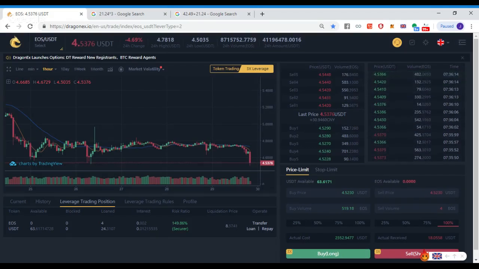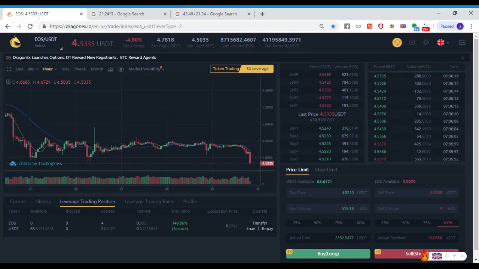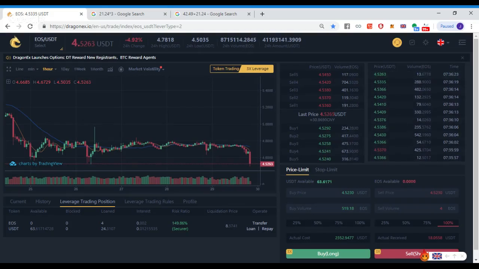Now, if you already have EOS and you want to short it, then you would just simply sell it for USDT. EOS would go down and you would buy more EOS. And that's simply shorting EOS versus the United States dollar tether. So now what I'm going to do is obtain those 4 shares that I previously bought.